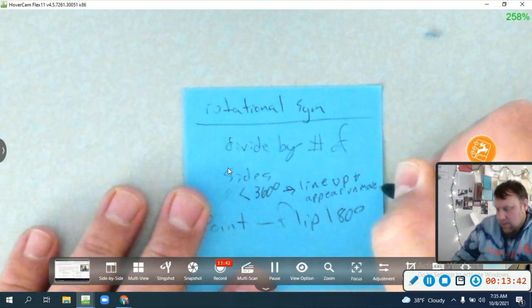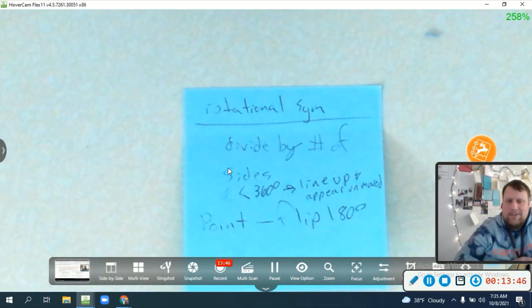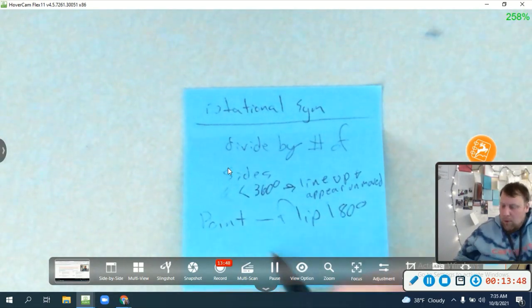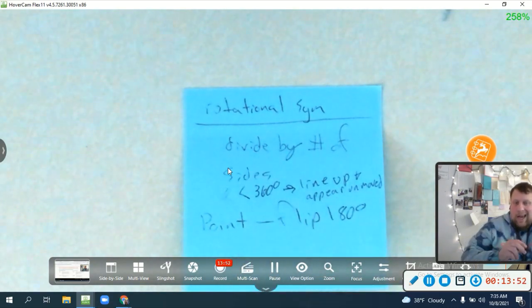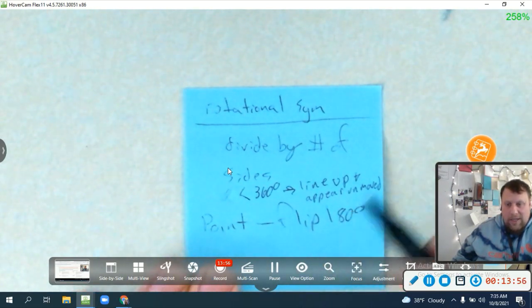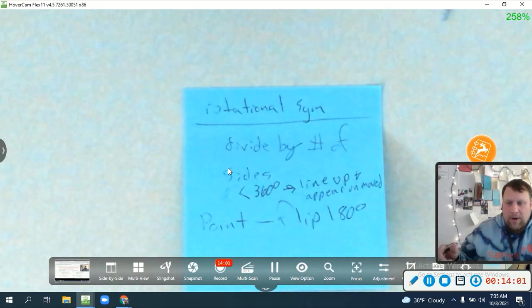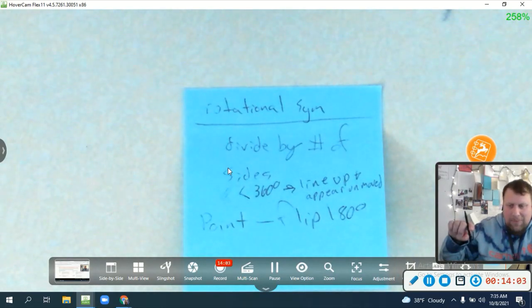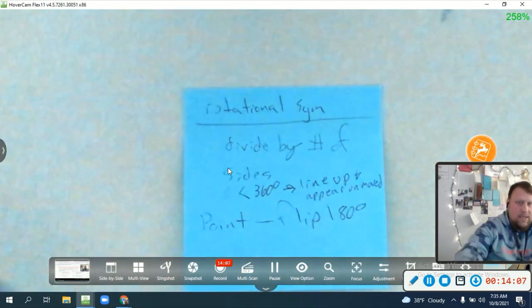Anything can rotate 360 degrees and appear unmoved, but I want to know, can I rotate it less than 360 degrees and appear unmoved? For point symmetry, I want to know, is there a point so that when I rotate it 180 degrees, not a line, a point, will it line up on itself? So we're going to find that out. Let's take a look.